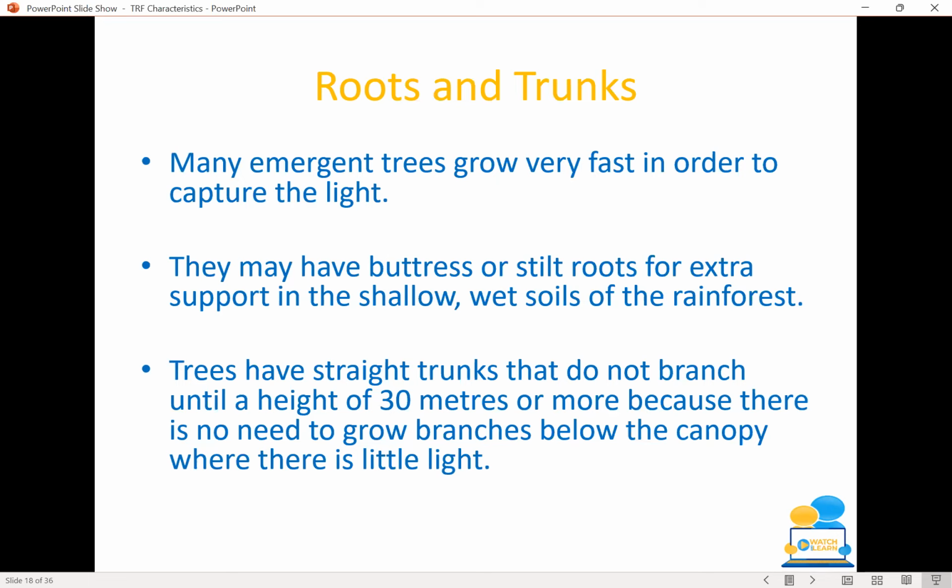Trees also have straight trunks that do not branch until a height of 30 meters or more, because there's no need to grow branches below the canopy where there's little light. The trees know there's no point growing branches lower down because there won't be enough sunlight to support them. So they wait until they get above 30 meters, where they're going to be hitting a bit of sunlight, before branches start to grow. Again, a very clever adaptation that trees make in order to survive in the conditions put to them.